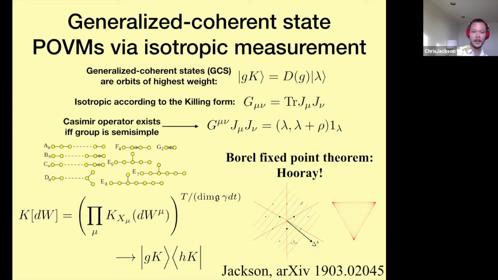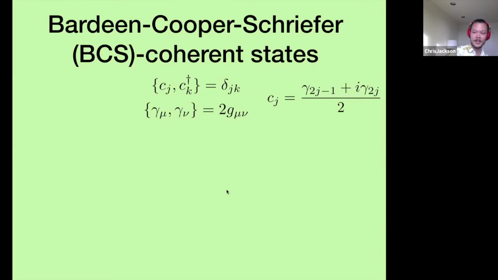Okay. So as promised, looks like I only have like 10 more minutes, but we will get to the punchline, and I think you'll find it exciting. So specializing now to a particular kind of coherent state, I want to talk about fermions and these so-called Bardeen-Cooper-Schrieffer coherent states. So what are fermions?